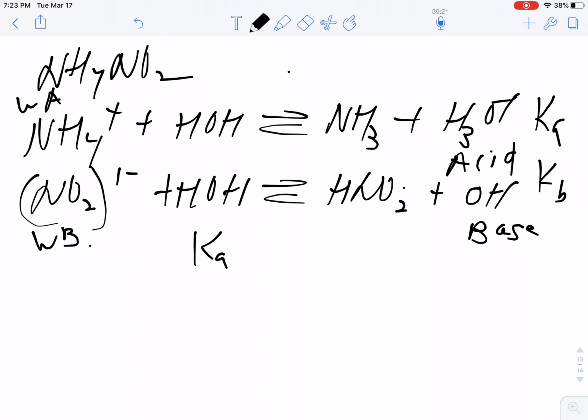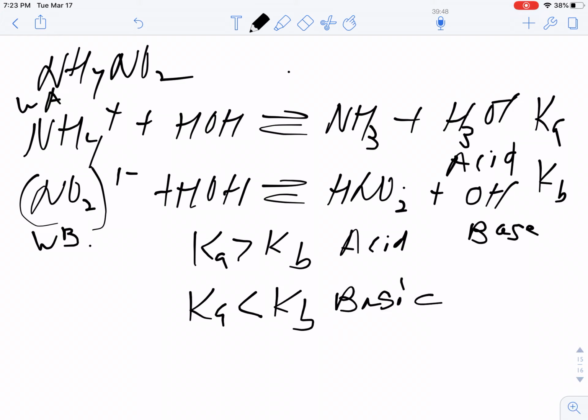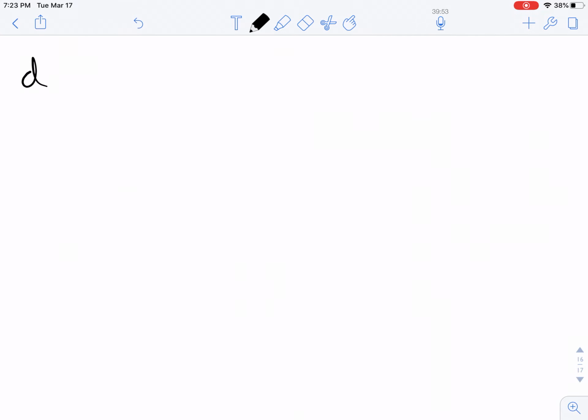If the Ka is bigger than the Kb, it'll be acidic. If the Ka is less than the Kb, then it'll be basic. So there's not enough information to tell for letter C. Letter D is what we just did. So let's move on to letter E.